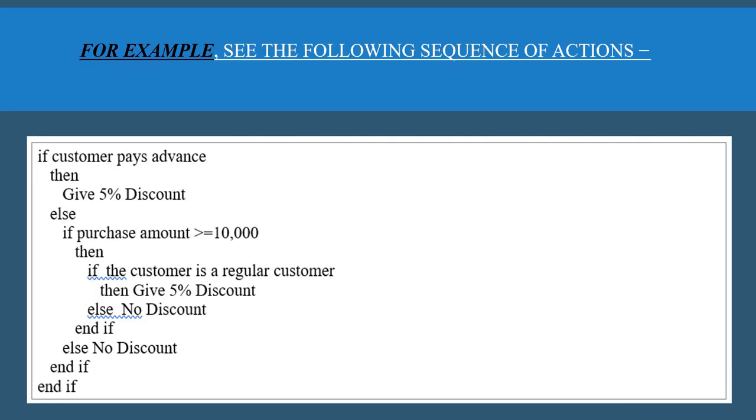As you can make out from this example here, these are the sequences of actions. Here, if a customer pays in advance, then you give a 5% discount. Here, if will always represent a condition, and then it will perform an action. The condition is if a customer pays in advance, and the action taken here is to give a 5% discount, and so on.